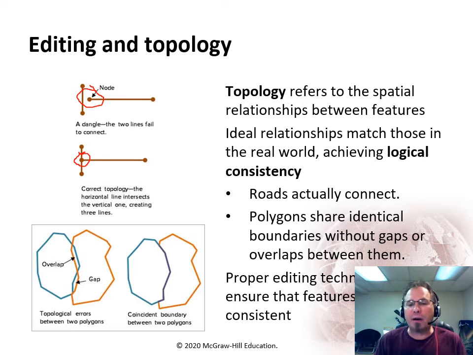Polygons must share an identical boundary. And you can see in here you have overlaps and gaps. That doesn't happen. If you have state boundaries and you drive from Milwaukee down to Gurnee, there's no gap between Wisconsin and Illinois. Sometimes we wish there was, but there isn't. So the idea is that proper editing techniques need to ensure that all of this topology is logically consistent. It has to be identical to what's going on in the real world.